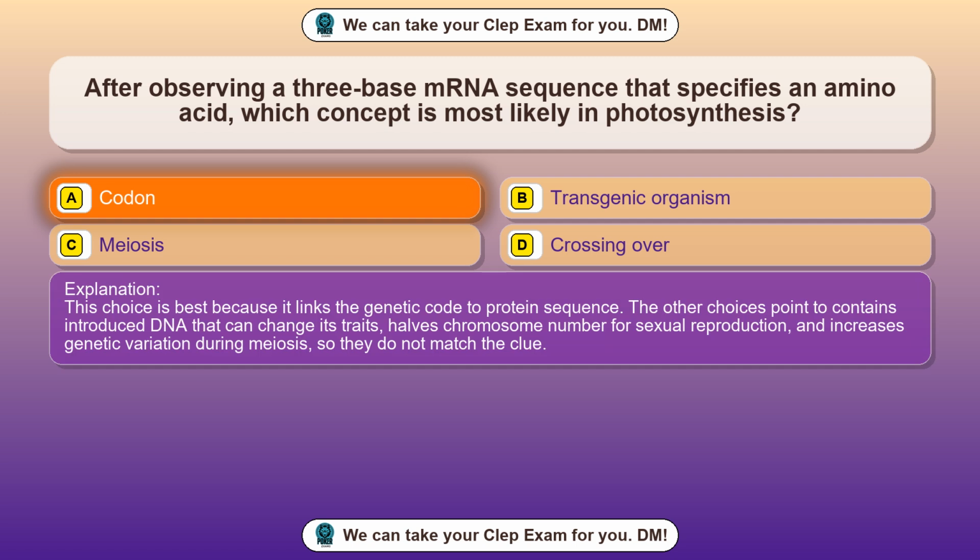This choice is best because it links the genetic code to protein sequence. The other choices point to contains introduced DNA that can change its traits, halves chromosome number for sexual reproduction, and increases genetic variation during meiosis, so they do not match the clue.